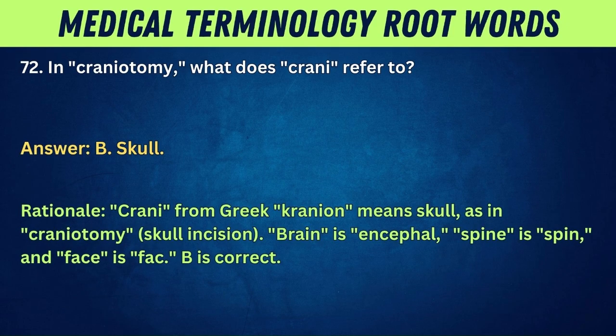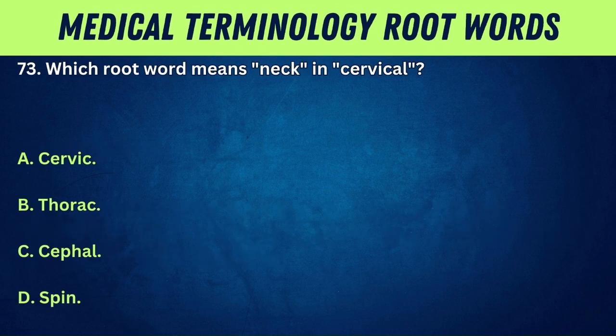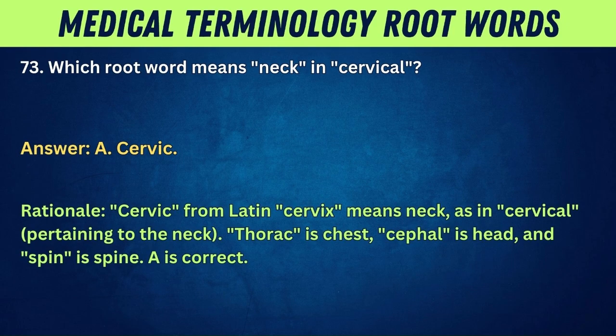Skull. Rationale: crani from Greek cranion means skull, as in craniotomy, skull incision. Brain is encephal, spine is spin, and face is ephe. B is correct. 73. Which root word means neck in cervical? A. Cervic. B. Thorac. C. Cephal. D. Spin. Answer: A.